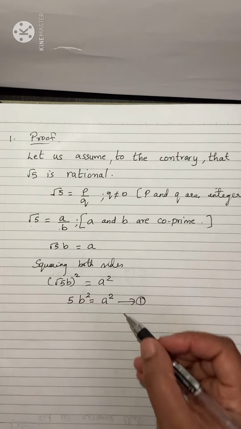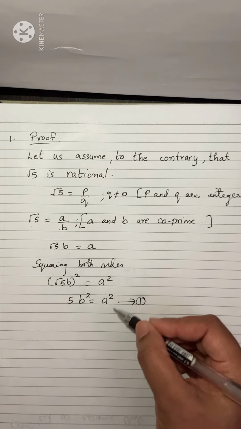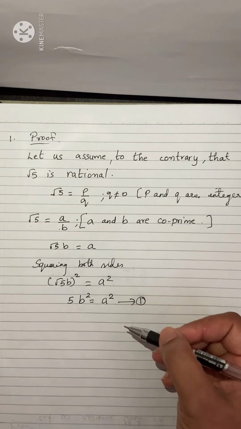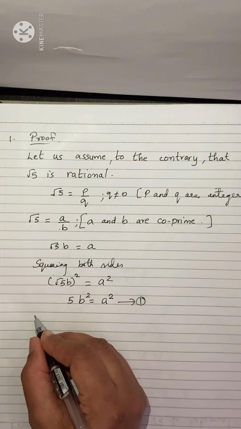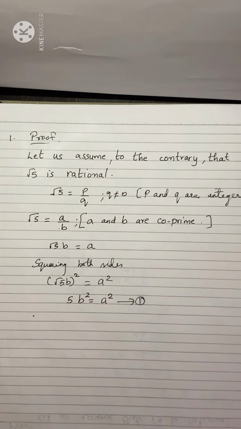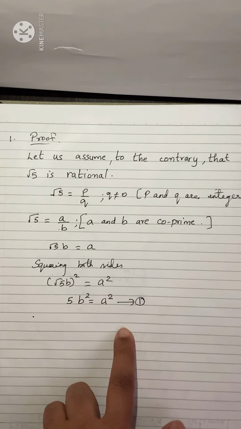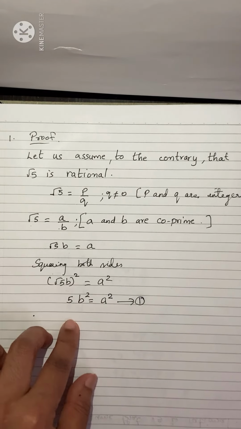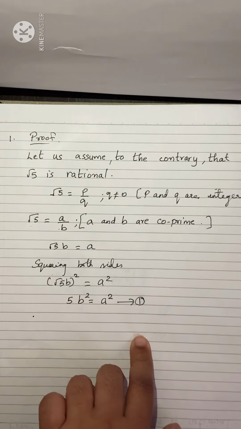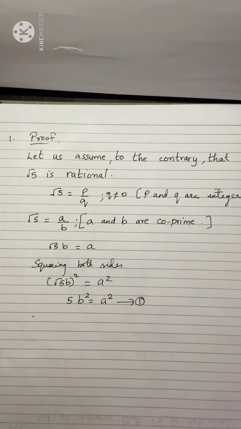That means a square is also a multiple of 5. Therefore, we can say that a square can be written as a multiple of 5, because LHS equals RHS, both sides are equal, and the left side is a multiple of 5. Therefore, the right hand side is also a multiple of 5. This means that a square can be written as a multiple of 5.